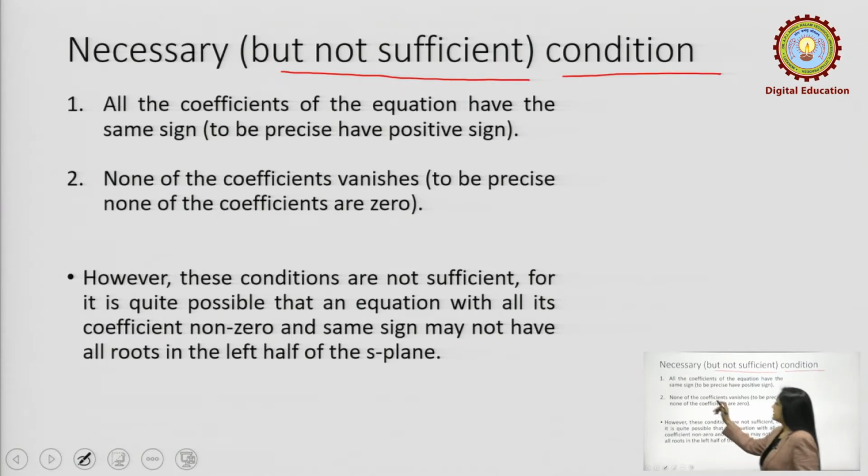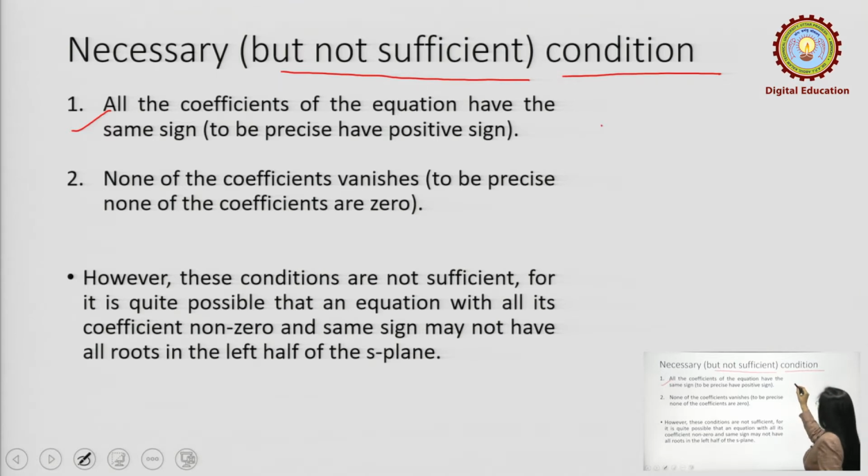The Routh Hurwitz criterion says all the coefficients of the equation have the same sign, and this is applied to the characteristic equation. How is the characteristic equation obtained? We obtain the closed loop transfer function, and the denominator of the closed loop transfer function is known as the characteristic equation. This characteristic equation is set to 0 to identify the roots, and none of the coefficients vanish. To be precise, none of the coefficients are 0.